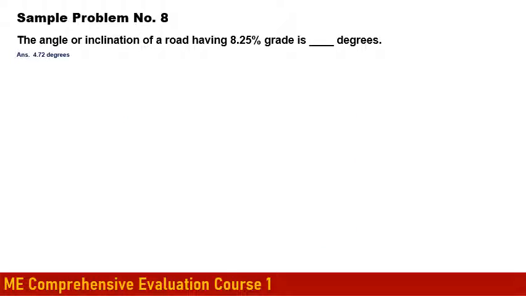The angle of inclination of a road having an 8.25 percent grade is blank degrees. The angle of inclination and grade are related by the tangent, such that tan of the angle is equal to the decimal value of the grade of the road. That is 8.25%, or 0.0825. Solving for the angle, it is 4.72 degrees.